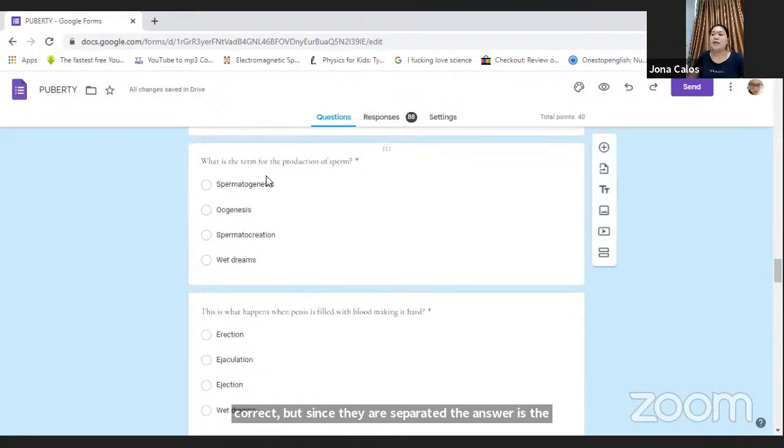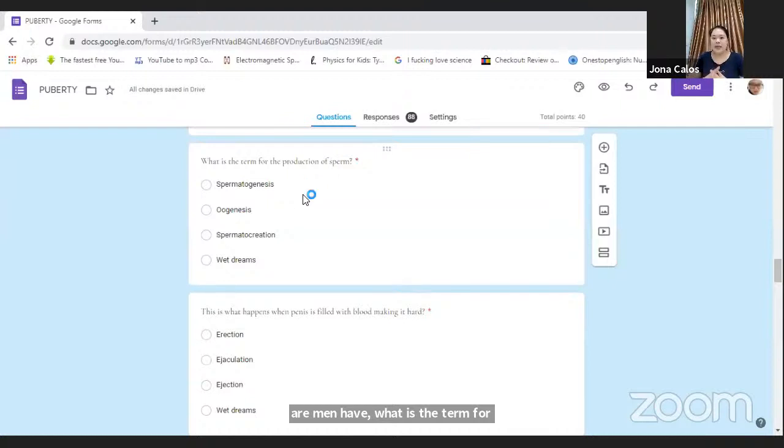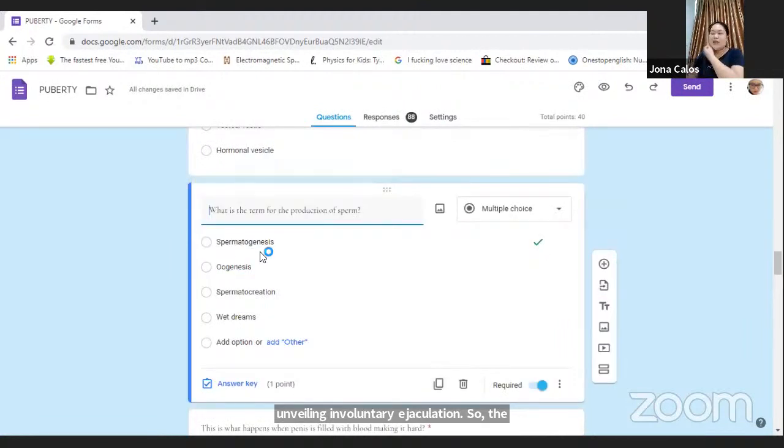Then we have, what is the term for the production of sperm? Okay, again, we mentioned when the sperm starts to be produced, it's called spermatogenesis. Oogenesis is the production of egg. Spermatocreation, of course, I just added that one, and wet dreams is just the involuntary ejaculation. So the best answer still here is spermatogenesis.